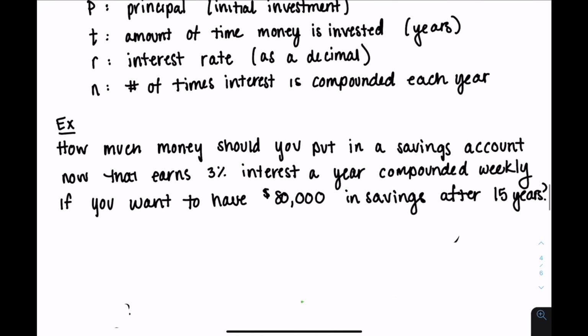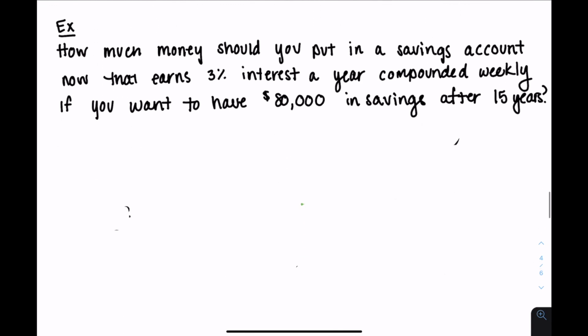So let's look at an example. We want to figure out how much money we should put in a savings account now that earns 3% interest a year, compounded weekly, if we want to have $80,000 in savings after 15 years. My goal is to figure out what I need to invest, which is my principal. So this is my unknown.